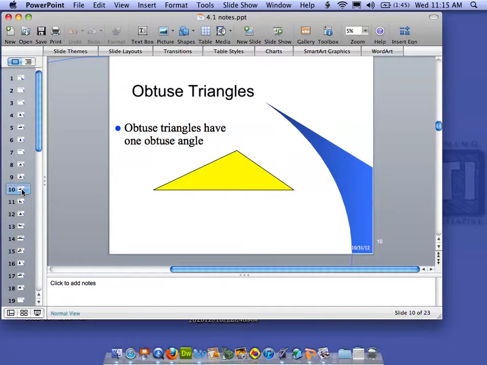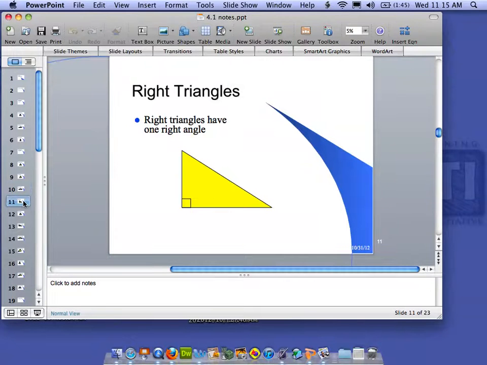An obtuse triangle has one obtuse angle, obtuse meaning greater than 90, and I think we could show that it's right there. And a right triangle is a triangle that has one right angle.